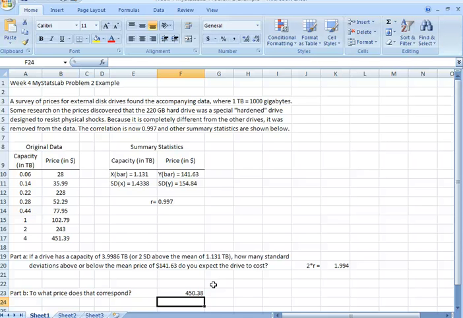So a price that is 1.994 standard deviations above the mean is approximately $450.38. That would be our price. And there you go. That is an example of problem 2 from week 4 MyStatsLab. Enjoy.